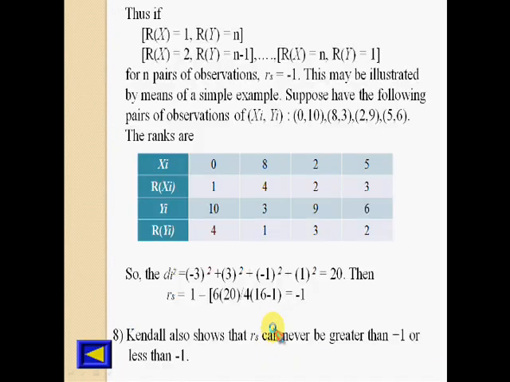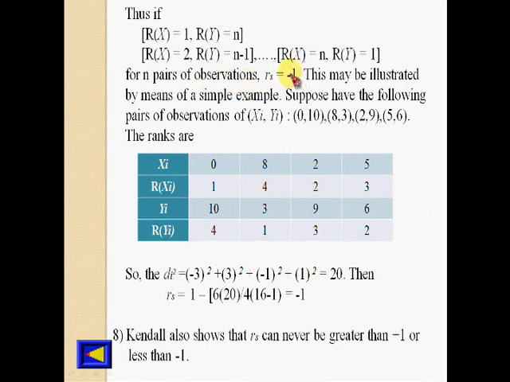Rank x equal to 1, rank y equal to n; rank x equal to 2, rank y equal to n minus 1; and rank x equal to n, rank y equal to 1. For n pairs of observations, Rs is equal to -1.